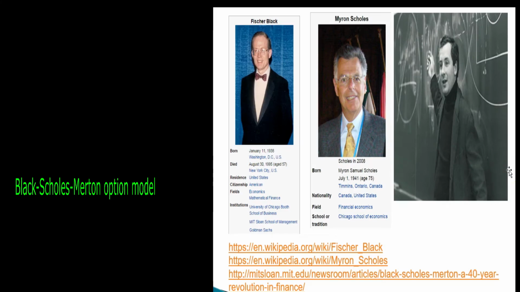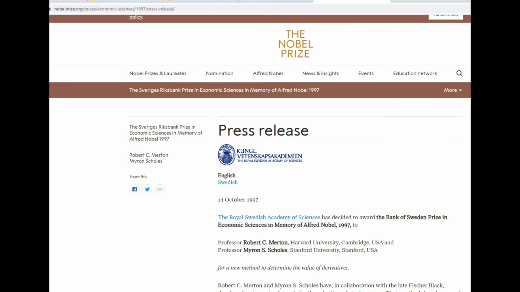Professor Fischer Black and Professor Scholes published a paper in 1973 about a European put and call closed form solution. So usually we call it the Black-Scholes option model. Sometimes people also add Merton, Black-Scholes-Merton model, because of Merton's huge contribution in this area. In 1997, Professor Merton and Professor Scholes won the Nobel Prize jointly because of their contribution in option theory.